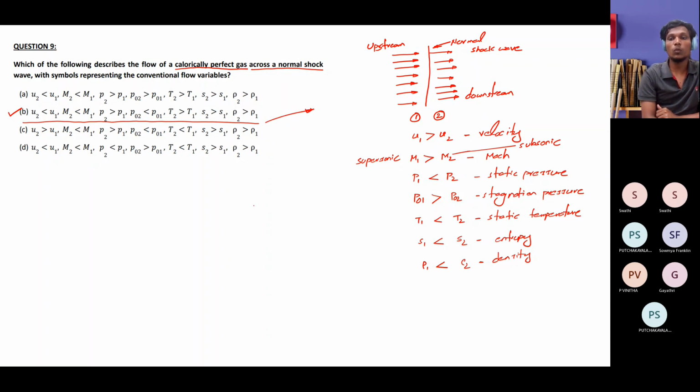So we should remember these symbols and their indications while solving this kind of problem. The subscript 0 indicates the stagnation properties. If there is no subscript 0, then it represents the static properties. Okay, fine. So let's go to the next question.